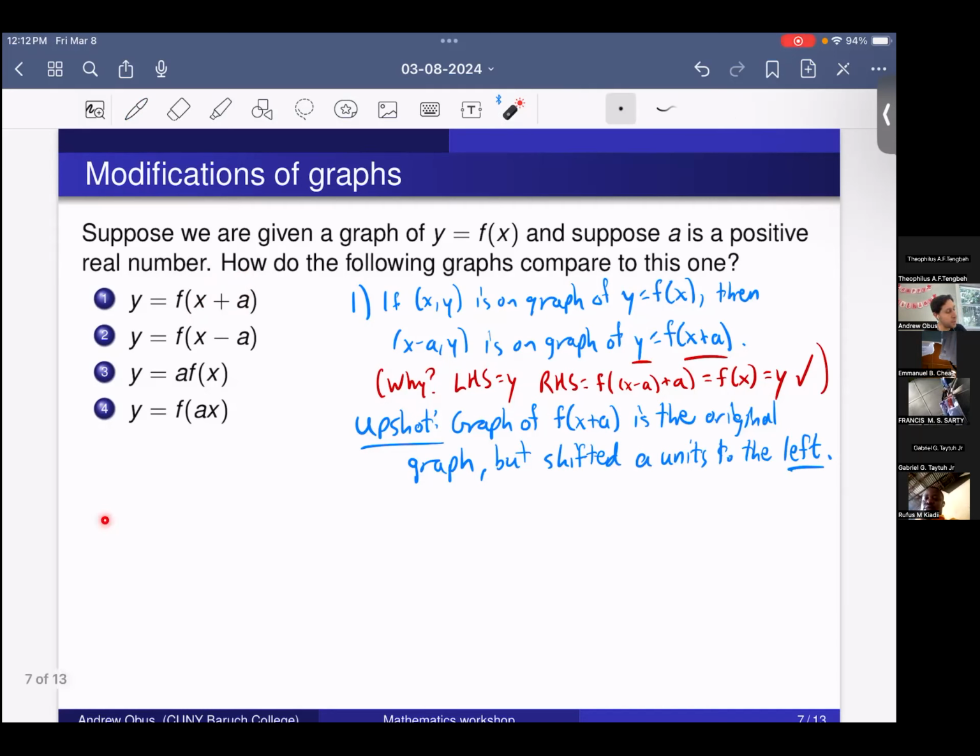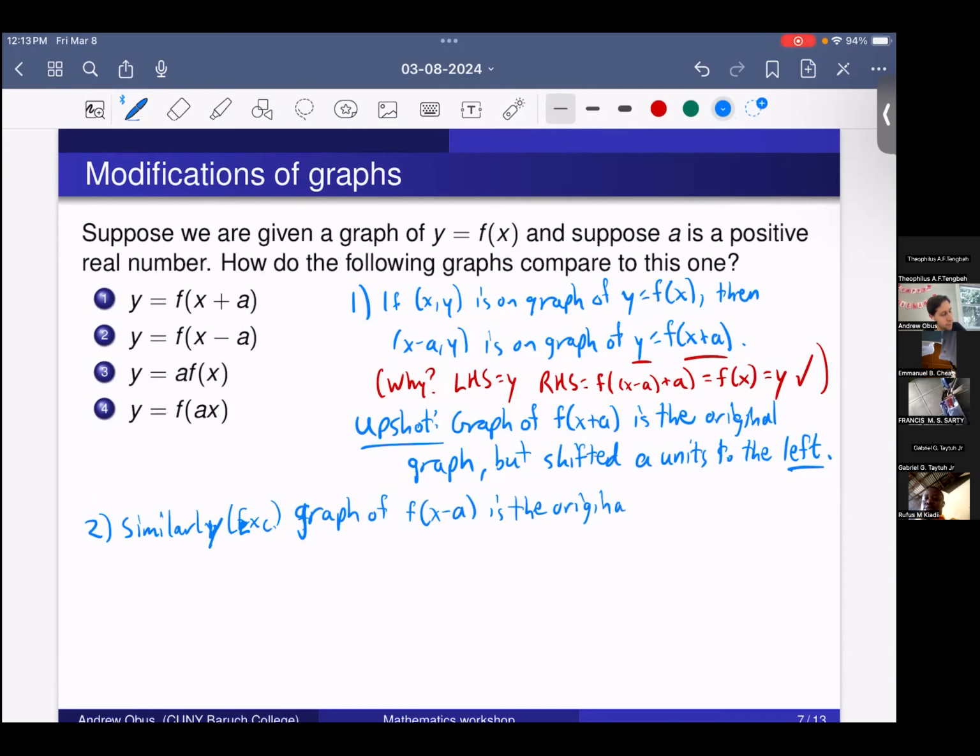And I'll say similarly, so say for 2, similarly, which I'm going to leave as an exercise, I'll say that the graph of f of x minus a is the original graph, but shifted a units to the right this time.